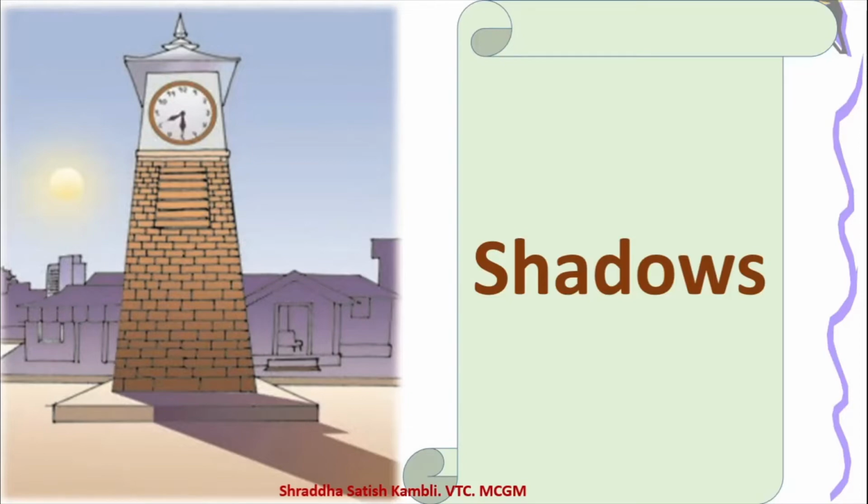As a result of sunrise, something else happens, and that is the formation of shadows. So what is a shadow, children? See, there is this long clock, and there is a sun which is behind the clock. Can you see? Behind the clock there is the sun, and you can see this dark portion here. So this dark portion is the shadow of this clock. Now why are shadows formed? Shadows are formed because of the light of the sun falling on this clock.